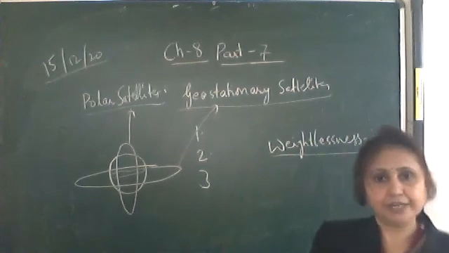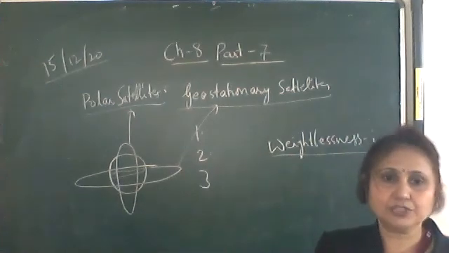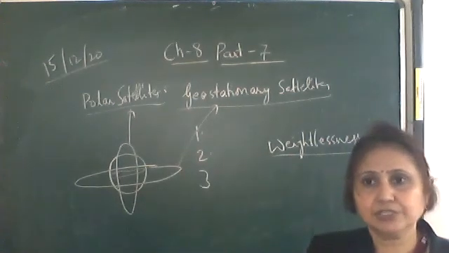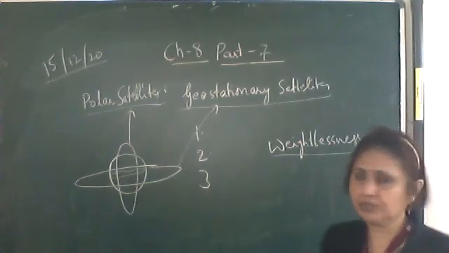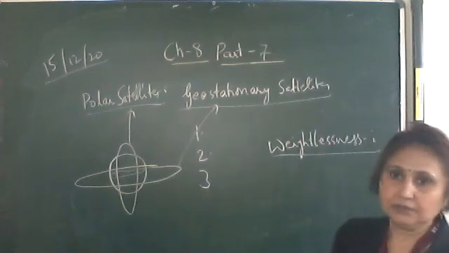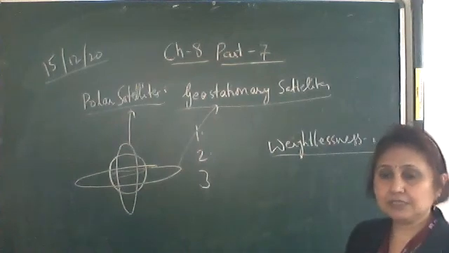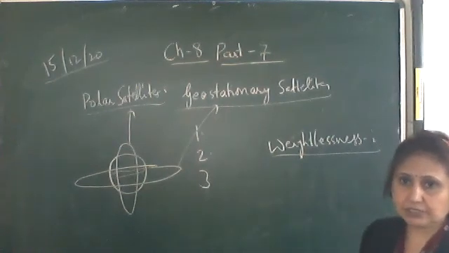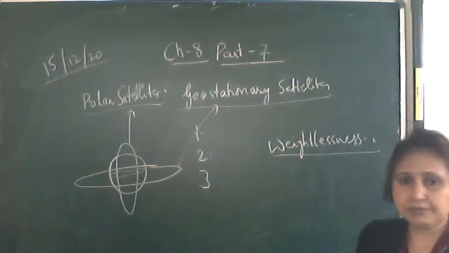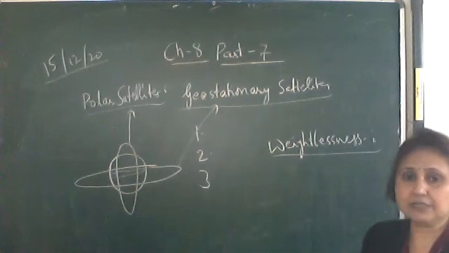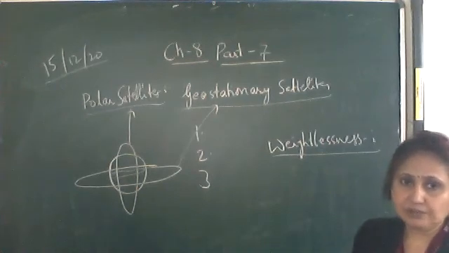Okay, where the weight of an object becomes zero, that condition is said to be weightlessness. So write down weightlessness. And when can the weight be zero? We know that weight is equal to mass into acceleration due to gravity. Mass can never be equal to zero. What can be zero? Acceleration. Wherever the acceleration due to gravity is zero, there will be the condition of weightlessness.